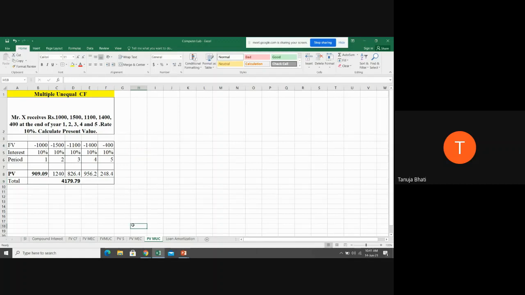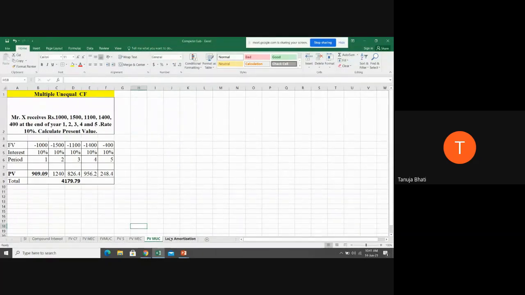Is this clear? So students, future value, present value, it's very simple when you use Excel. Even in decimals, it is very simple. You just need to select the cell, give data to Excel, and it will calculate by itself. You need not do any calculation here. Just use the formulas.